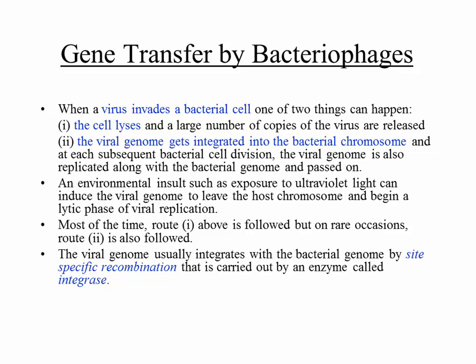Now, an environmental insult such as exposure to ultraviolet radiation can induce the viral genome to leave the host chromosome and begin a lytic phase of viral replication. So most of the time, route 1 above is followed, but on rare occasions, route 2 is also followed. Like you may have heard that HIV can be dormant for years. That's what happens. Of course, HIV is a retrovirus, and I will talk about that in a moment. It's not carrying DNA, it's carrying RNA, so it's a little bit different. But again, it's staying dormant because it's integrated into the host chromosome. It'll stay for years, and then when it exits, that's when the activity starts again.